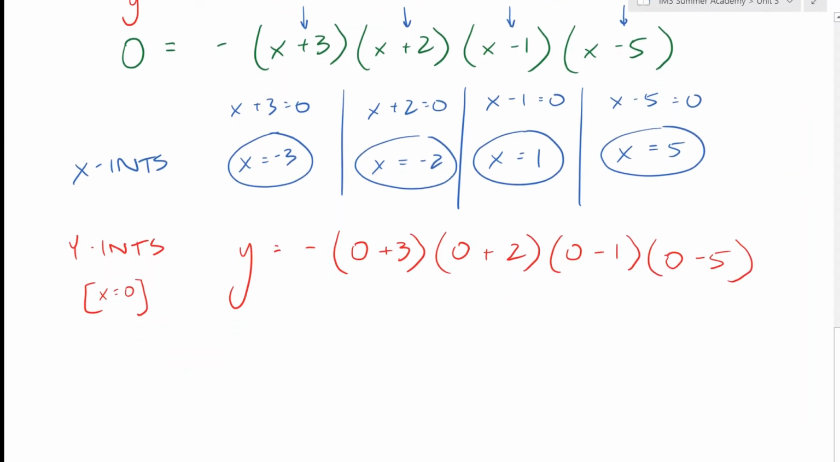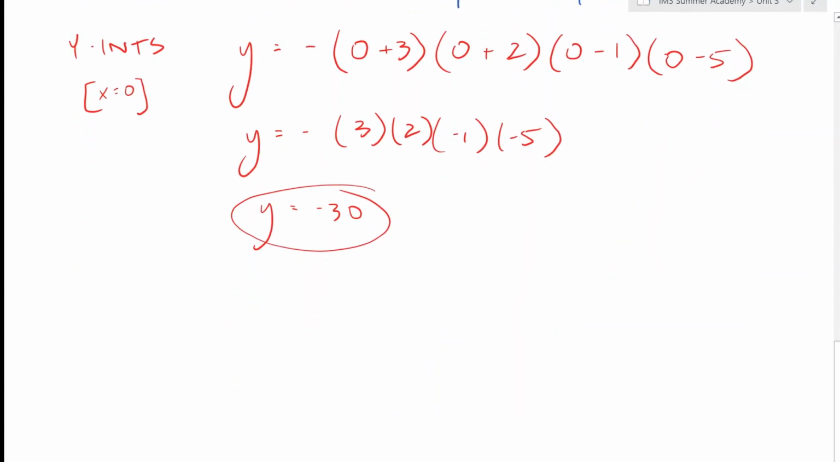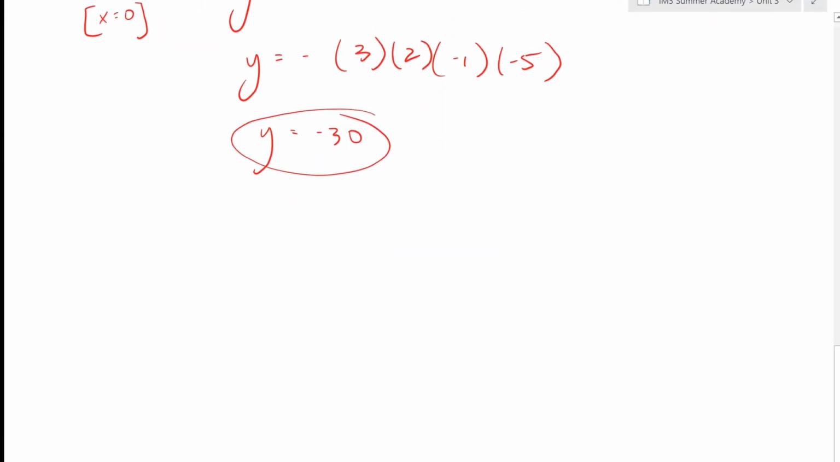But we're going to plug in X equals 0. So Y equals negative. That's a 3, that's a 2, that's a -1, and that's a -5. And if we were to multiply all 4 of these numbers out, we would get to Y equals -30. So there's my Y-intercept. So we have X-intercepts, we have Y-intercepts. This is all something we can graph.